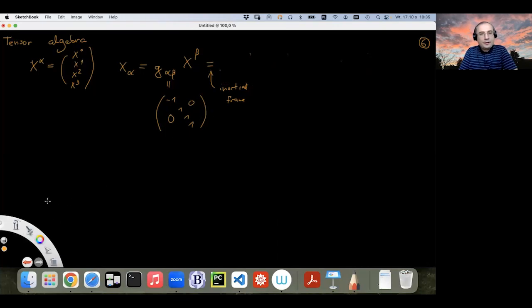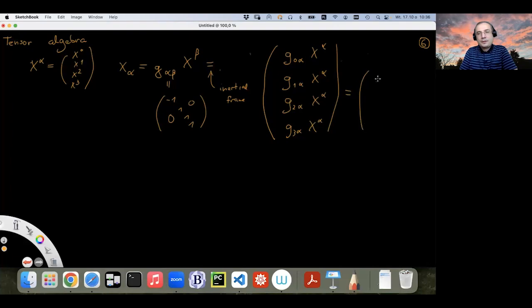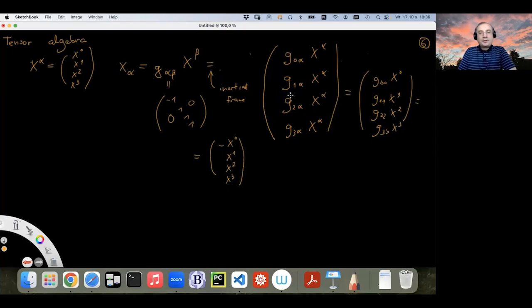So let's begin with the zero component. x_0 is basically g_{0α}x^α, g_{1α}x^α, g_{2α}x^α, g_{3α}x^α. But g_{0α} is equal to 0 for all components 1, 2, 3. So we have just g_{00}x^0, g_{11}x^1, because again, only the first component is non-vanishing among all 1α. And the same for the others. And that's just minus x^0, x^1, x^2, and x^3. So in an inertial frame, index lowering is just changing the sign of the first component.